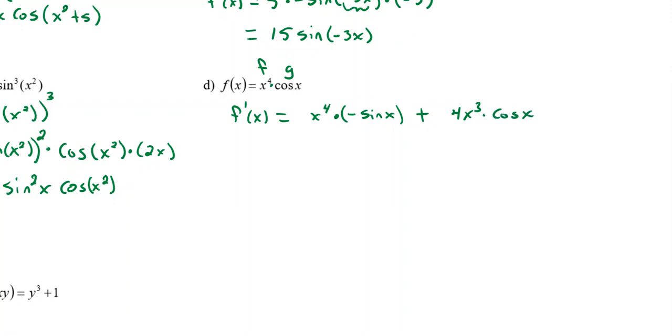So that is the derivative, so now we'll just clean it up a bit. So that would be negative x to the 4 sine x plus 4x to the 3 cos x. Okay, and that really would be it, but maybe these both have an x to the 3 in them, so let's factor out an x to the 3. So then we'd be left with x sine x plus 4 cos x.